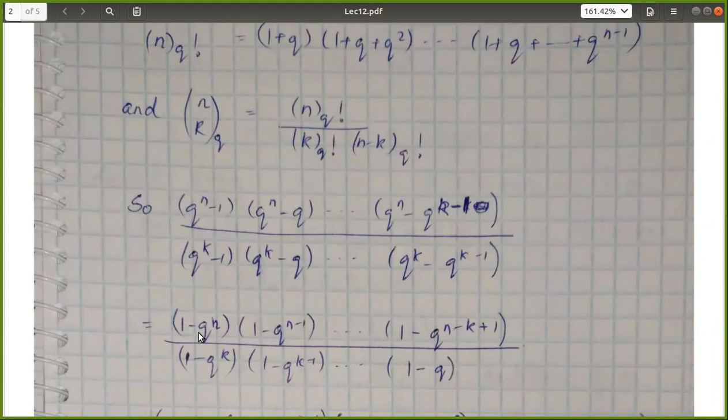So using that observation, 1 minus q raised to n can be written as 1 minus q times 1 plus q square and so on till q raised to n minus 1. Similarly, this can be expanded. When you expand, the 1 minus q from here and the 1 minus q from here cancel out. Similarly here, it's just a 1 minus q.